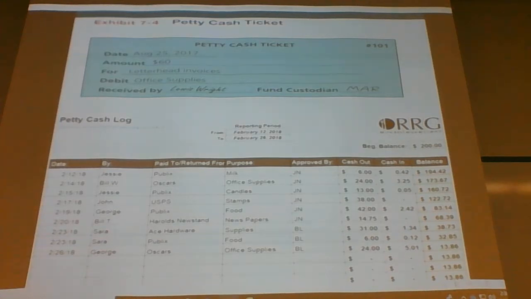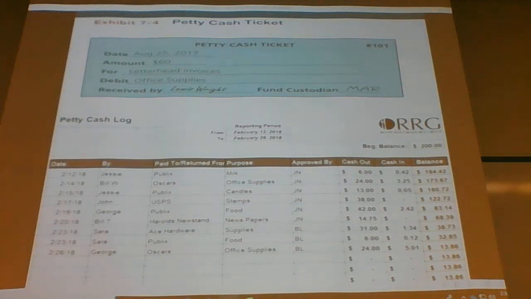So again, the cash out is here. The cash in would be the change. Just to give you an example, it looks like they bought some milk. The milk actually cost $5.58. So they took $6, they brought back a receipt for $5.58 and change of 42 cents. So even though they took $6 out, the balance is going to show 194.42 because they put the change back in. A couple of these look like they knew the exact balance beforehand, so there's no change going back in.